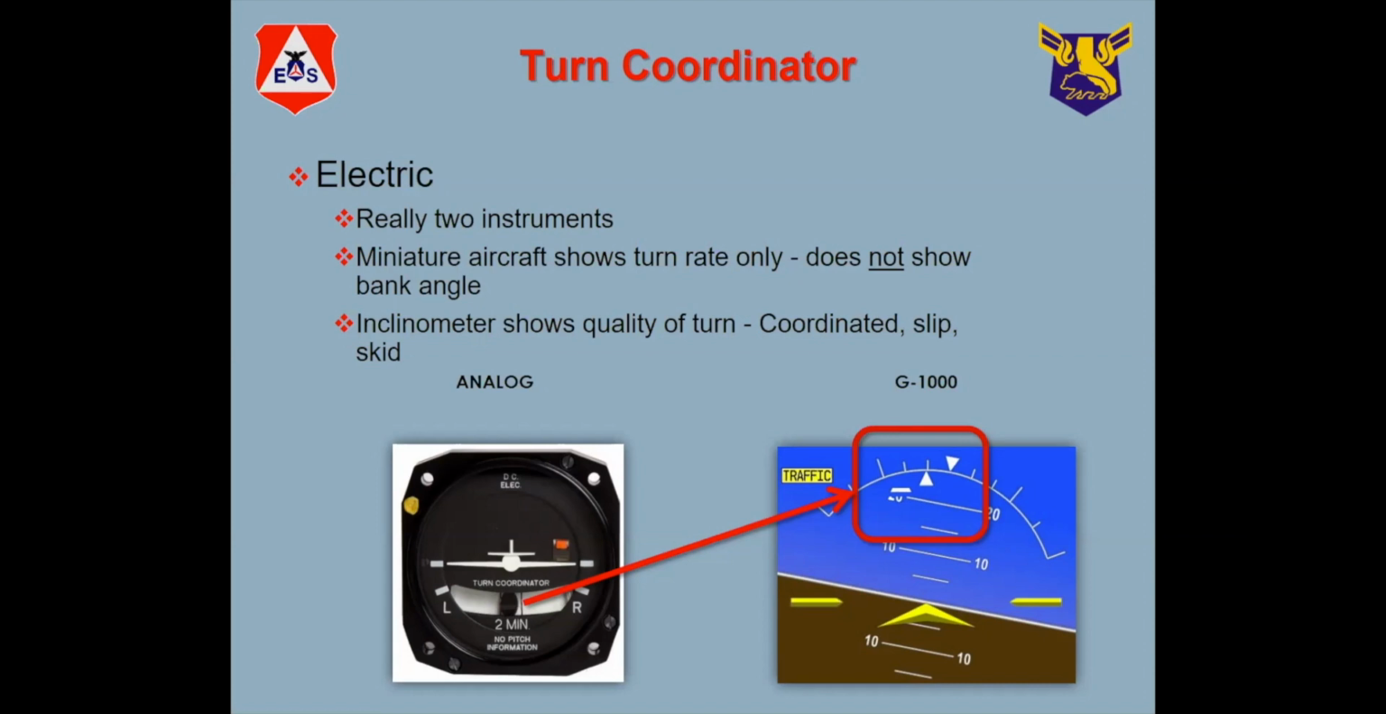The ball on the bottom is an inclinometer, and it basically tells you whether you're in coordinated flight. If you're not coordinated, the ball will be to the right or the left, which means you need to step on the rudder pedal in the direction that that ball is pointed. So the common thing is to step on the ball.